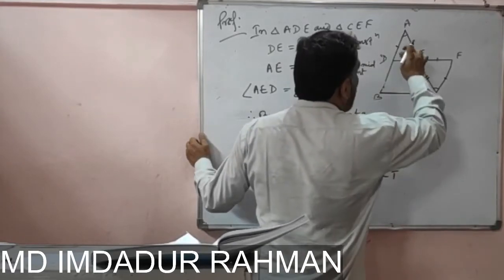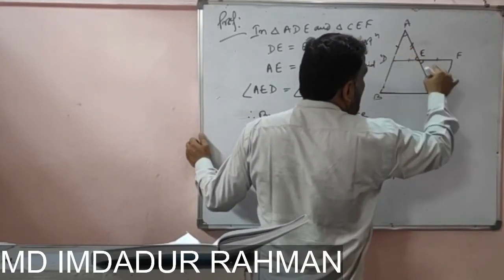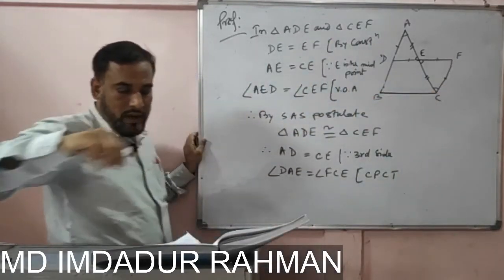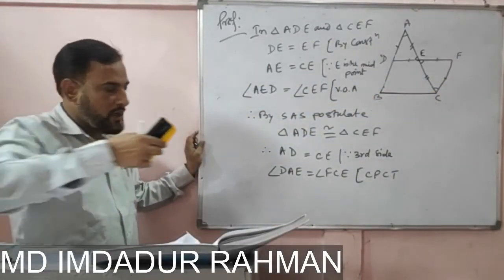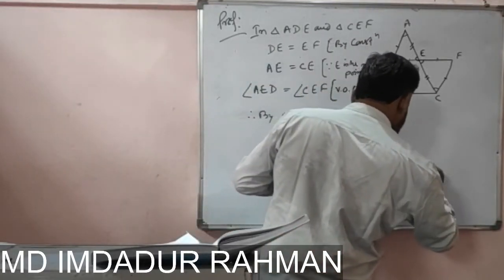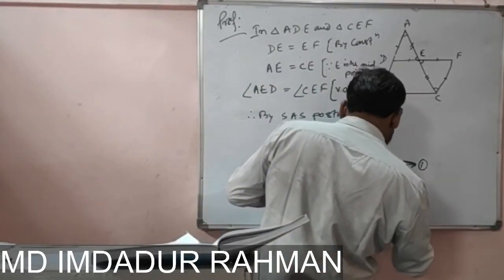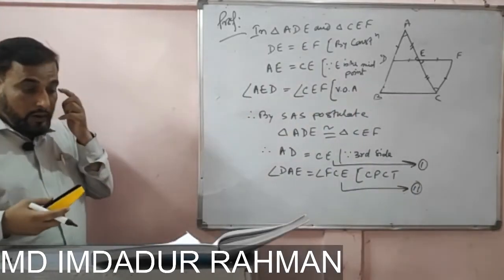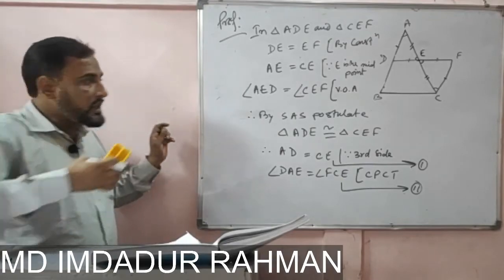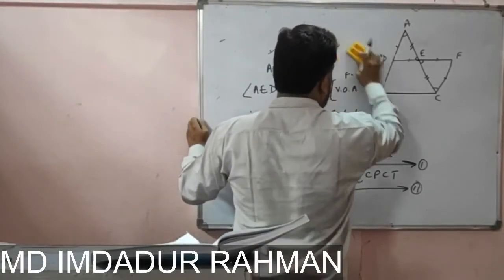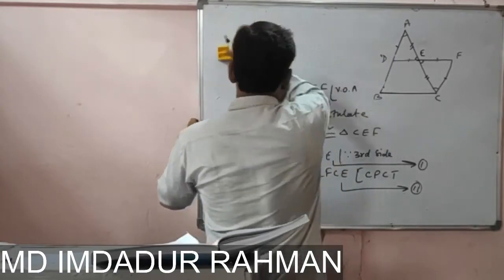CPCT. One more remains. This angle is equal to this angle, but here it will not be in use, so we will not consider it. So this is equation number 1 and this is equation number 2. Now, you see how I will proceed.